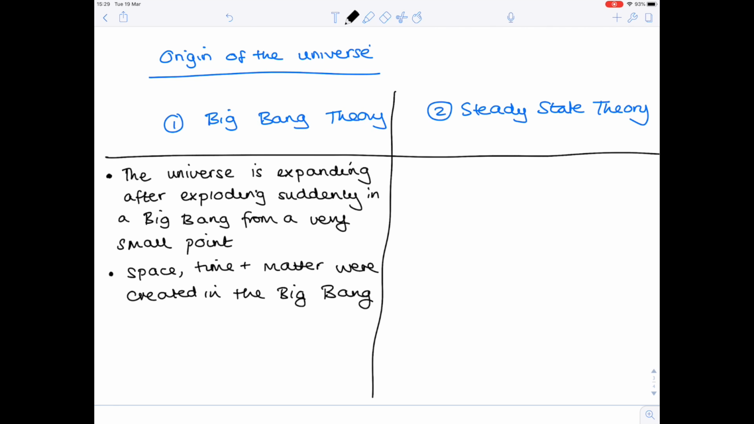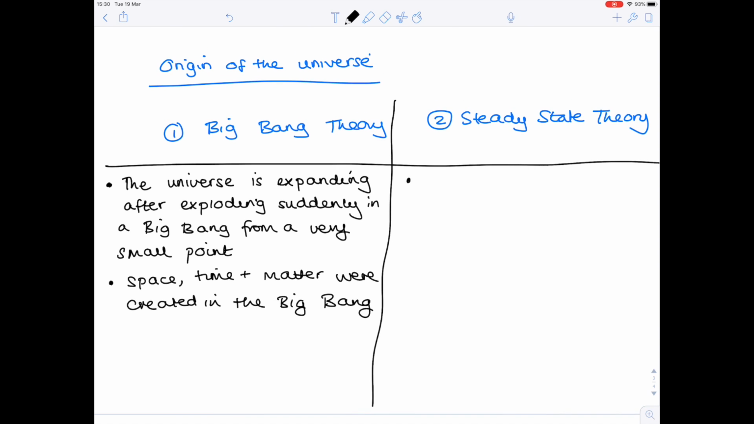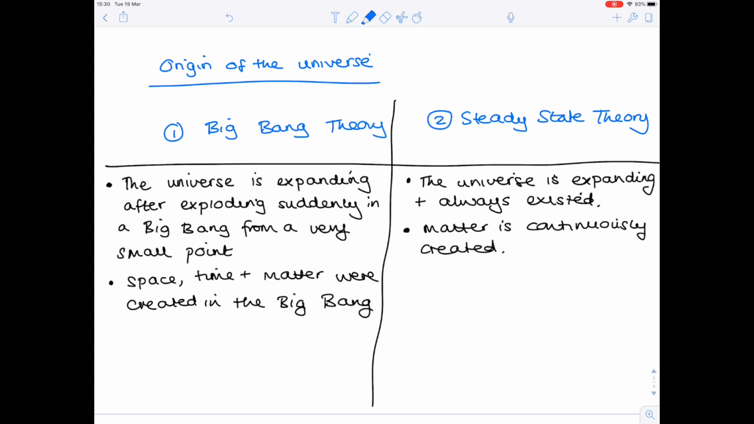Whereas the steady state theory suggests that the universe has always existed, that it continues to expand, and that matter is continuously created throughout time. Notice that there is a similarity in these, in that in both theories we state that the universe is expanding, it's just the beginning of the universe is different. So let's highlight the things which are the same for both. While they both state that the universe is expanding, the difference is to do with how matter was created.